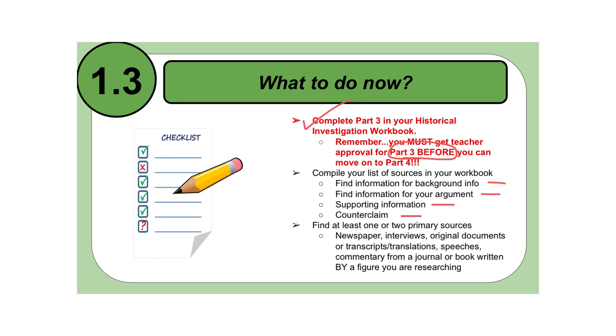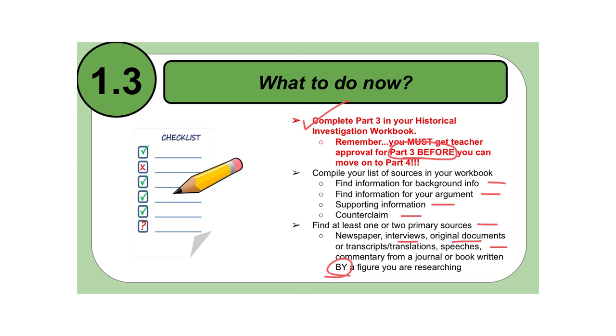So this is what you're going to be looking for while you're looking for your sources. You want to find at least 1 or 2 primary sources: a newspaper article, an interview, an original document such as the Declaration of Independence, or transcripts or translations, all different speeches, Dr. King's I Have a Dream speech, commentary from a journal or book written by a figure you are researching. Okay, so not about, but by them.